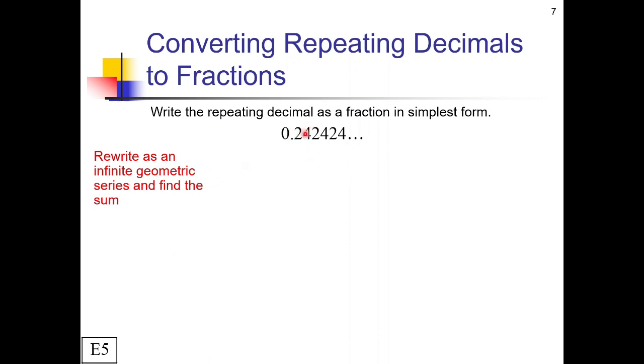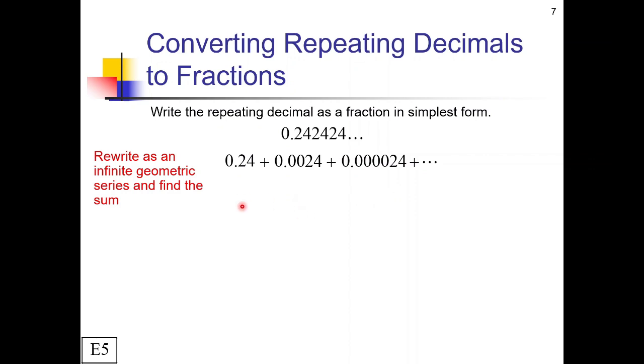Well, I could express this as 0.24 plus 0.0024, so that would give me the 2424, plus 0.000024. And I think you can see how we could keep going and account for all of the repeated decimals in an infinite manner. So yes, this is an infinite geometric series. We're multiplying by the same thing over and over to get these successive terms. So pause the video and see what we can turn this into.